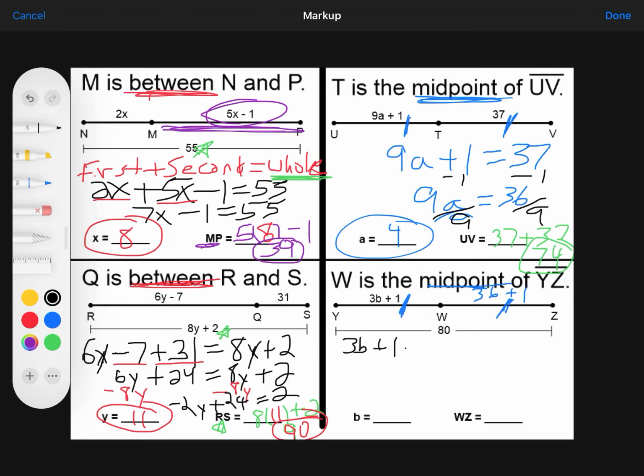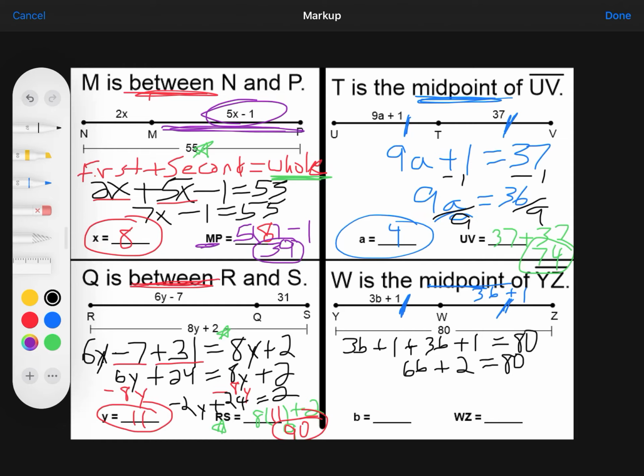First part plus second part. Notice the first and second parts are the exact same things. Equals 80. You have twice as big. Instead of 3b, we have 6b when we combine them together. 1 plus 1 combines to 2 equals 80.